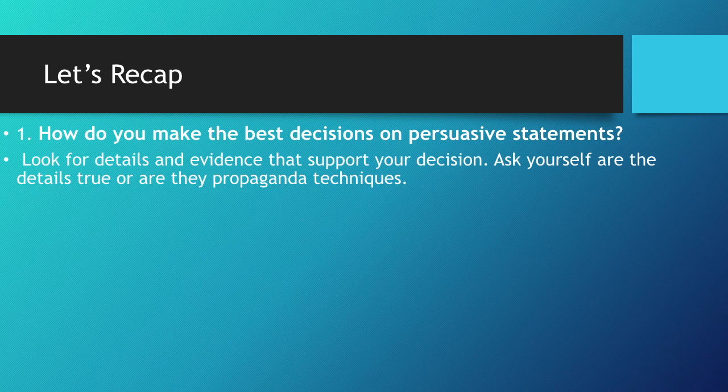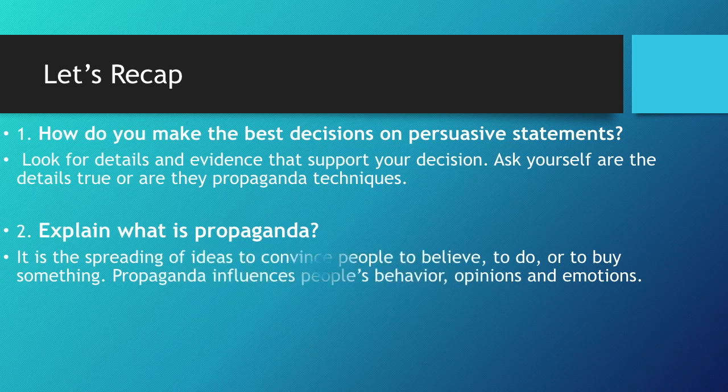Which brings us to our second question. Explain to me then, what is propaganda? If you said it is something that is used to persuade persons or to convince people to believe something, then you're correct. Propaganda is the spreading of ideas to convince people to believe, to do, or to buy something. It influences people's behavior, their opinions, and their emotions. So then, that brings us to question number 3.